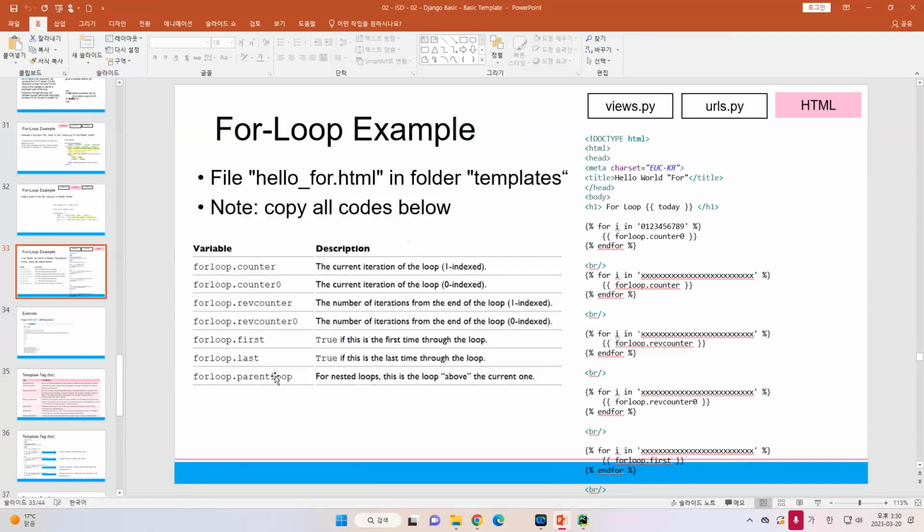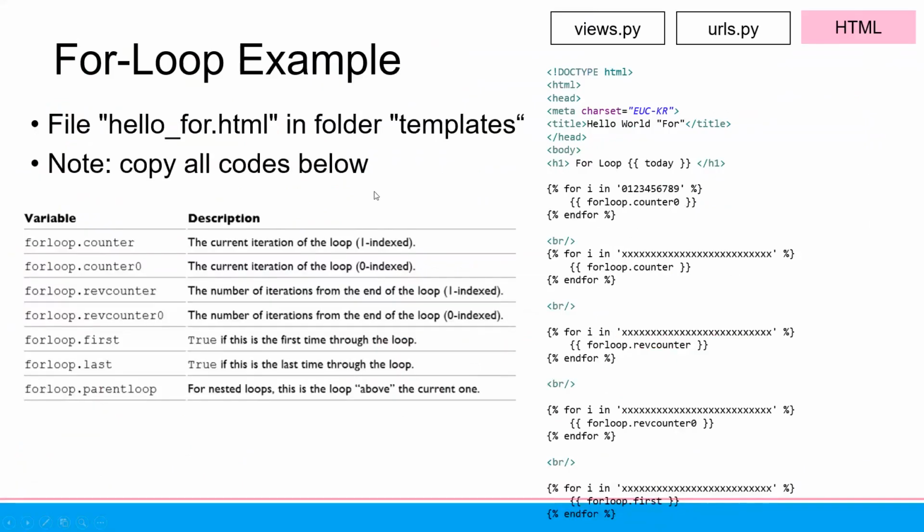For loop with the parent loop. Sometimes we need to consider multiple for loops. When we have multiple for loops, or nested loops, we need to find out what is the above one. So it is different from the common for loop in Python. Here we need to define what is the parent. So we have the parent loop, which is the one above the current one. Let's see the example.